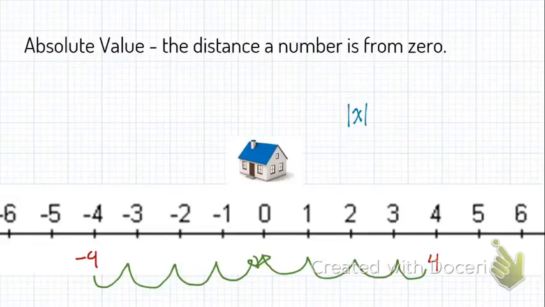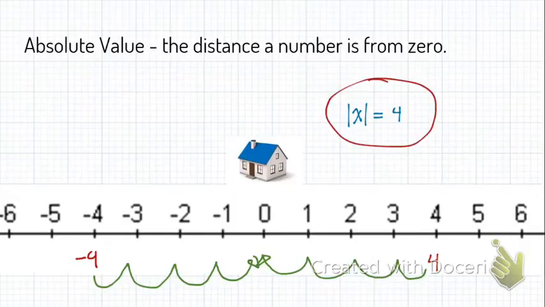4. So when we talk about the absolute value of x is equal to 4, it's saying how many ways can I be a distance of 4? Well, how many ways can you be a distance of 4 from your house? Well, 2, right? You could be -4 blocks away or +4 blocks away.